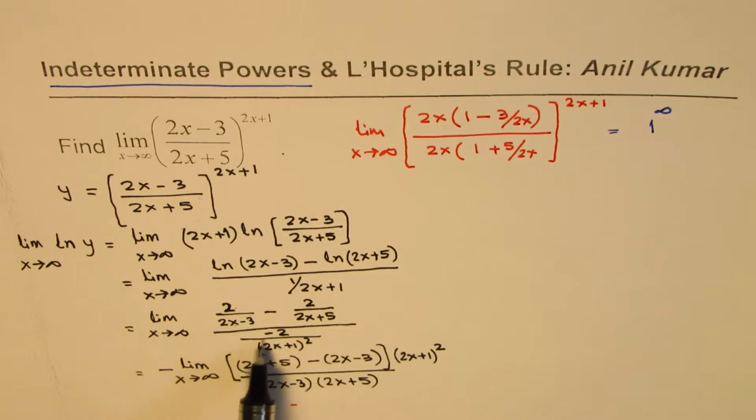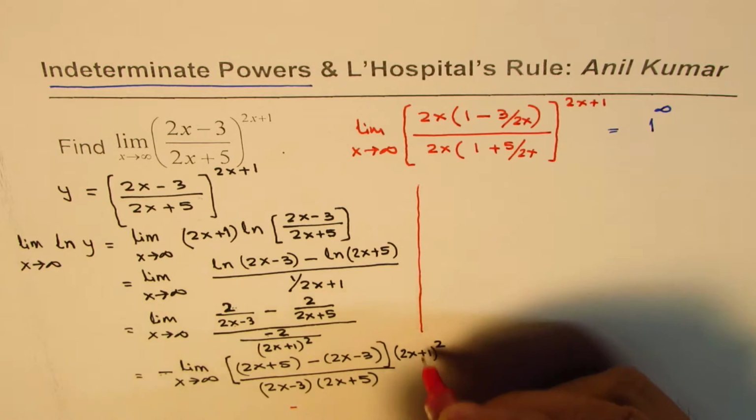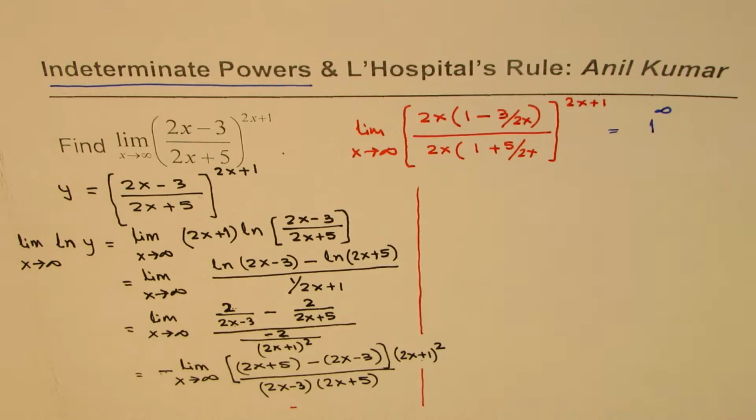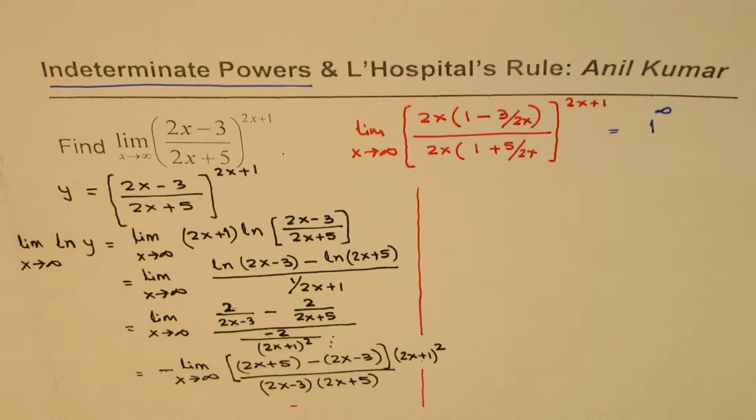2's we have already taken out and cancelled, and this negative sign is taken outside. 2x plus 1 whole square is written here. Because of limitation of my space, I've squeezed in 2 steps here, but I hope the step is clear. So you can always have the intermediate steps and then get to this result.